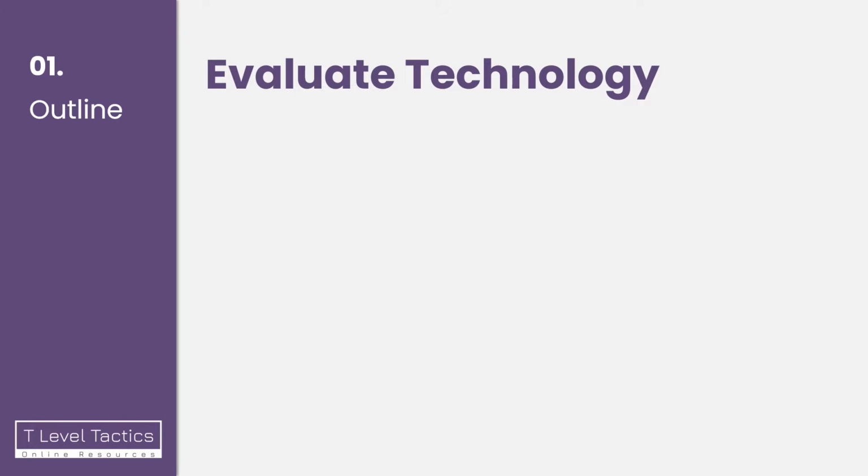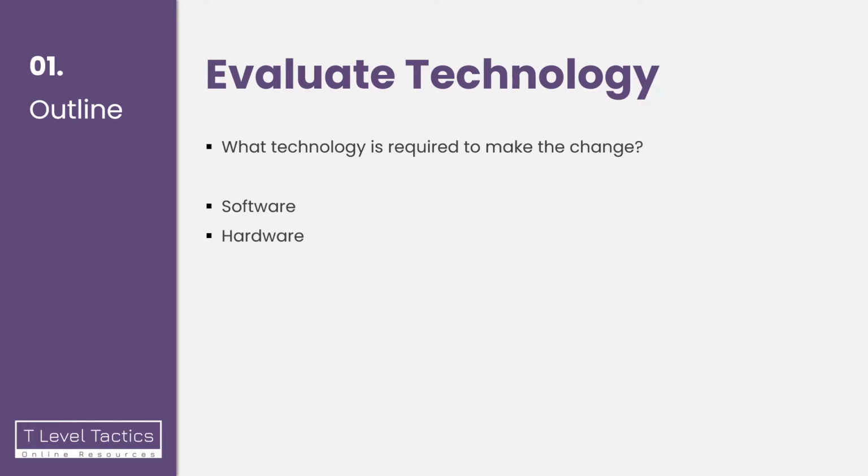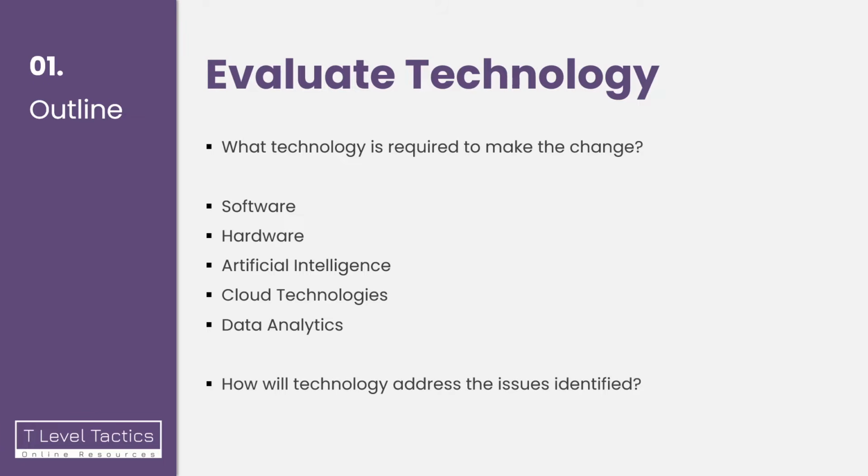That second step, evaluating technology. What technology is required to make this change? Is it a software change? Hardware? Perhaps we're looking at introducing artificial intelligence, as that's becoming quite big. Perhaps we're moving part of our business towards cloud technologies. Or we could be implementing some new data analytics functionality. And it's thinking about, well, how will the technology we're choosing address the issues we're identifying? Is it appropriate for this change? Is it appropriate for our use and for our organization?